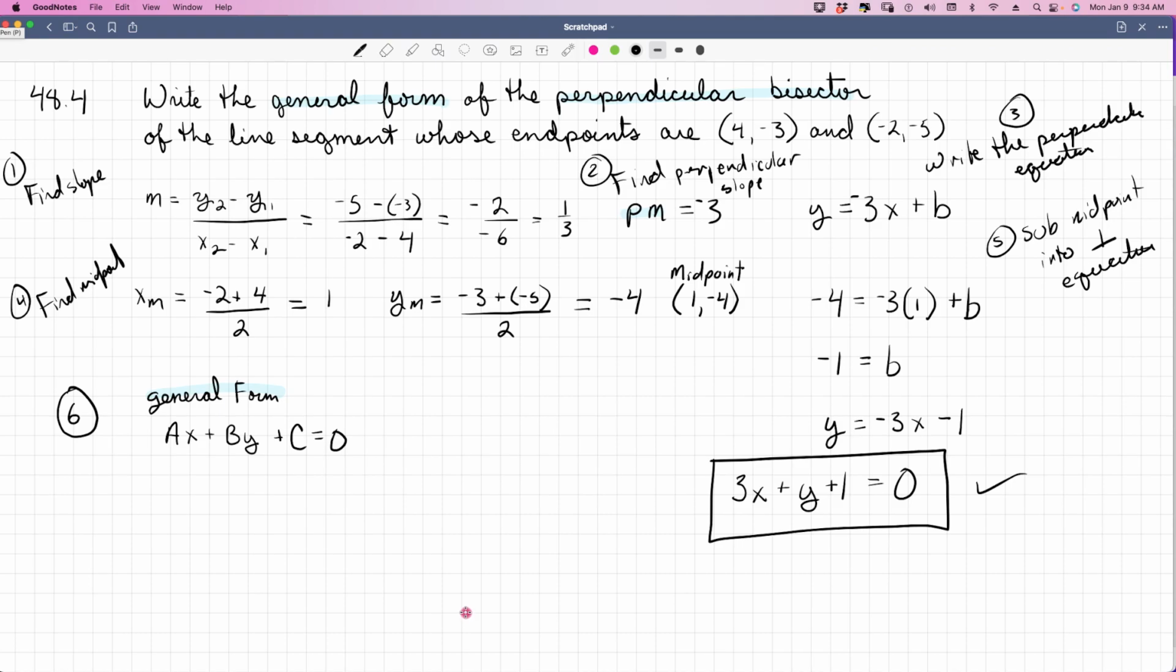All right, so 6 steps, and none of them really hard. You know how to do this. We're just putting a little spin on it. You know how to do every single one of these. The only thing new is the midpoint formula, and it's not really new. It's just a new application.